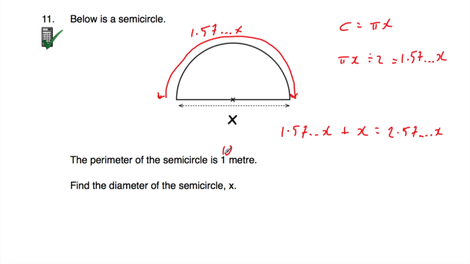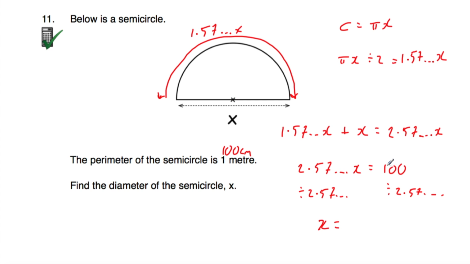Now I'm going to change the 1 meter into 100 centimeters, and I'm going to say that 2.57 and so on x is equal to 100 centimeters. Now I want to find out what x is, which is the diameter. So we're going to divide both sides by 2.57 and so on. On the left hand side we had 2.57 and so on multiplied by x. We're dividing by that, so that leaves us with x.